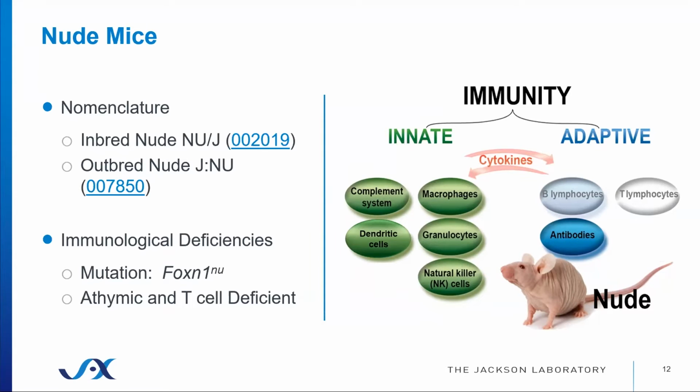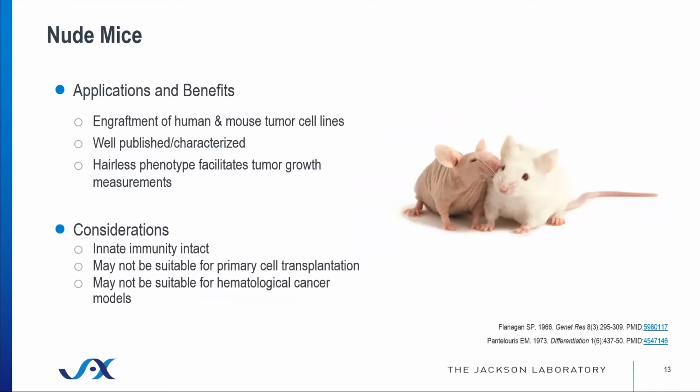Nude mice are athymic, and due to that absence of the thymus, there are essentially no mature T cells. B cell response is diminished because they lack synergy with the T cells. However, as you can see in the diagram, the innate immunity is essentially intact. Some advantages and applications for this model include the engraftment of human and mouse tumor cell lines. They are very well published and characterized, and the hairless phenotype facilitates tumor growth measurements.